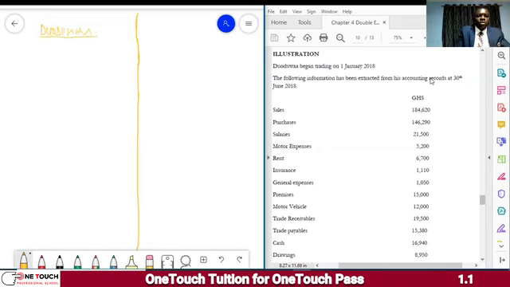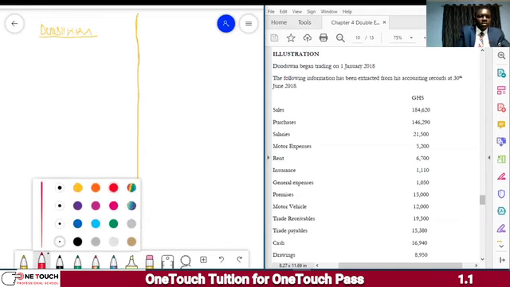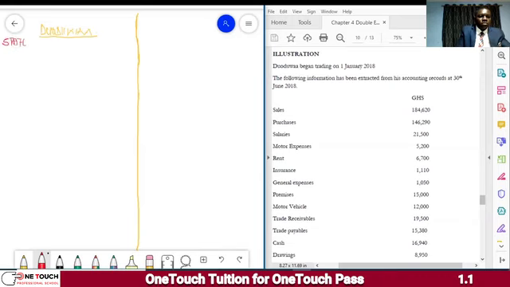Okay. So we have to prepare the statement of profit or loss for the 6 months ended 30th of June 2018. Okay.